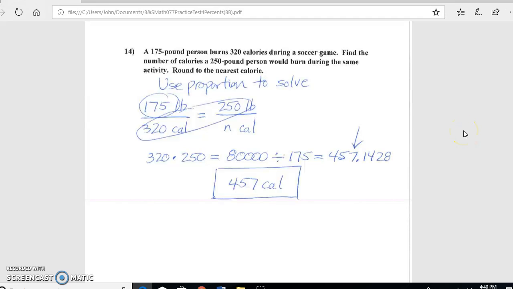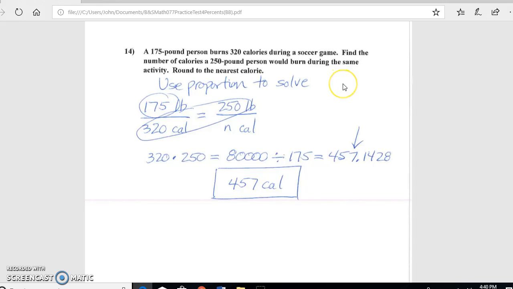This is the practice test for percents, and we are looking at problem 14. The problem says a 175-pound person burns 320 calories during a soccer game. Find the number of calories a 250-pound person would burn during the same activity. Round to the nearest calorie.